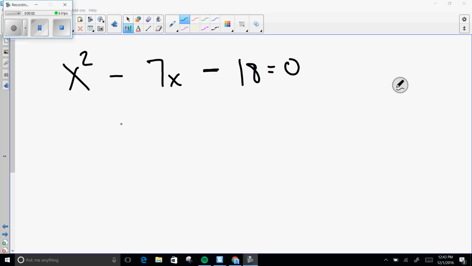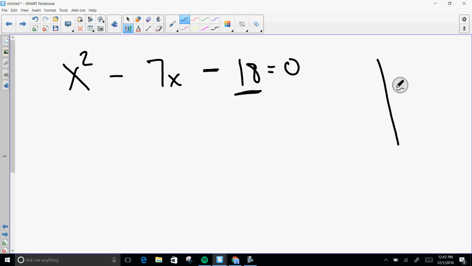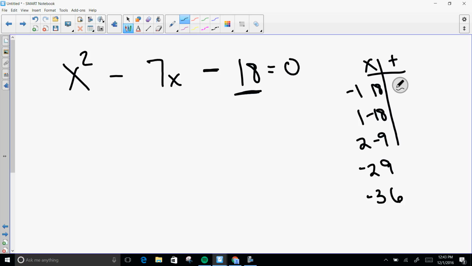In order to solve this equation, again, we're going to factor. So we're going to take the factors of negative 18 and do a product sum chart. So off to the side, we're going to do our product sum chart. We're going to look at all the ways to multiply to get negative 18, which is negative 1 and positive 18, positive 1 and negative 18, 2 and negative 9, negative 2 and positive 9, negative 3 and 6, and 3 and negative 6. Those are the ways to multiply to get the negative 18.